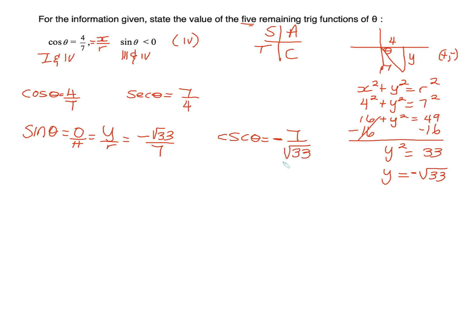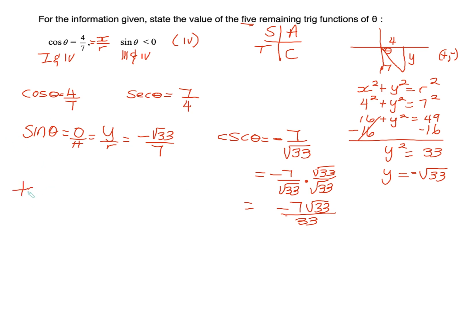But remember I did a video on rationalizing your denominator? This is not acceptable. So your professor is going to want you to rationalize the denominator. So you're going to take negative 7 over the square root of 33, and you're going to times that top and bottom by square root of 33. So your answer is negative 7 square root 33 over 33. And that's your cosecant.